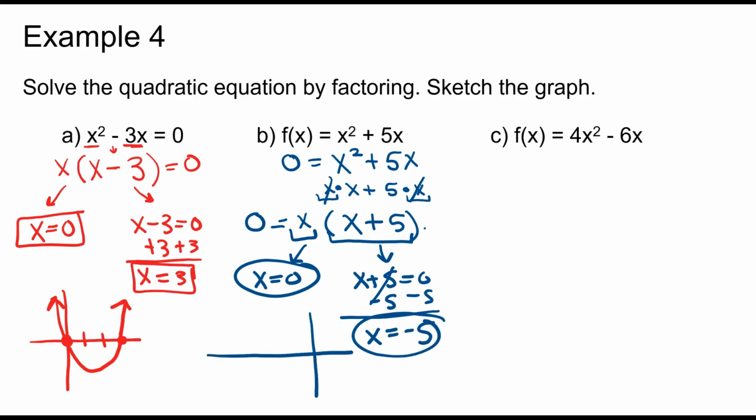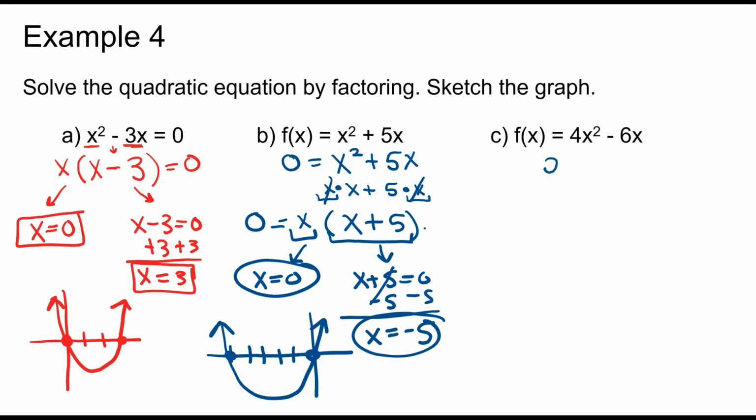We can draw a graph for that too. That would be 0, 1, 2, 3, 4, 5. We do know that it's going up, so it'll be something like this. Let's take a look at this one. Now maybe you can go in your head, I know that I can factor out a 2 and an x. I'll just show you another way.